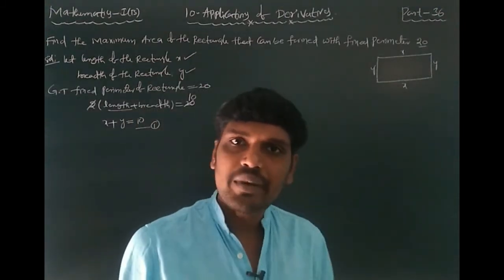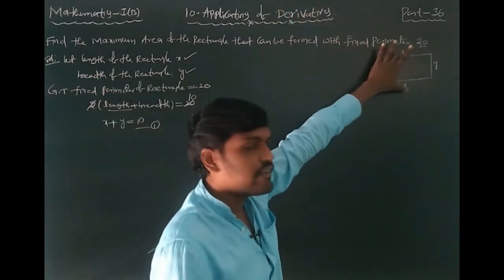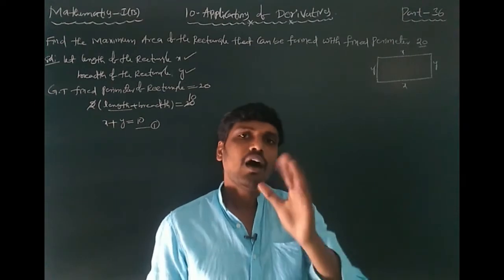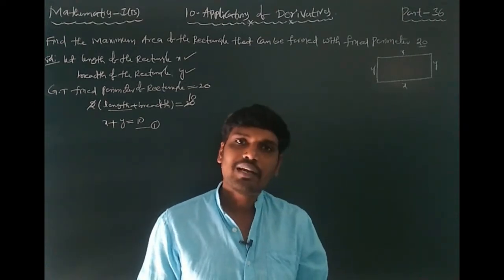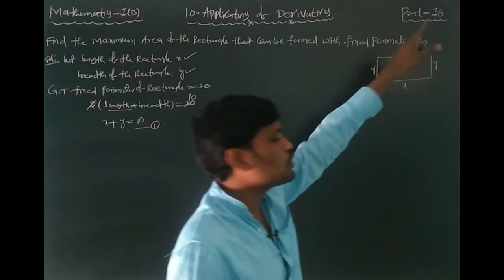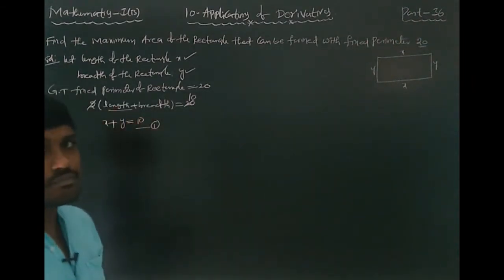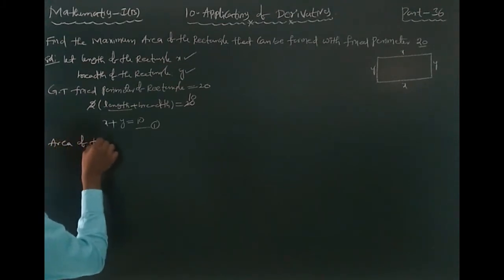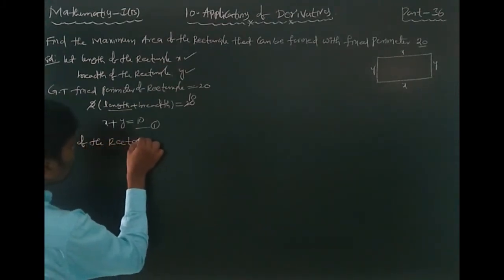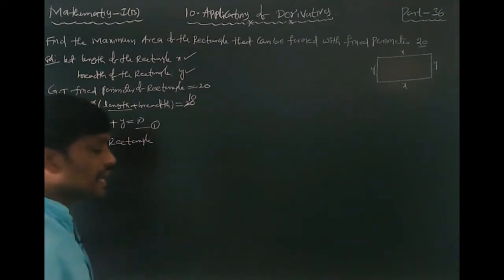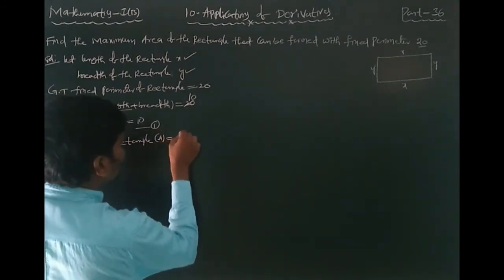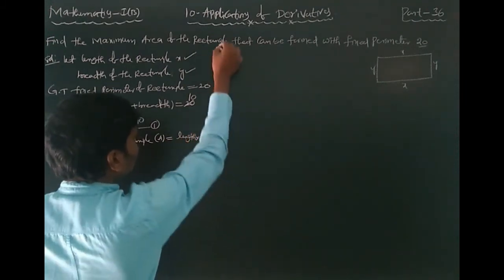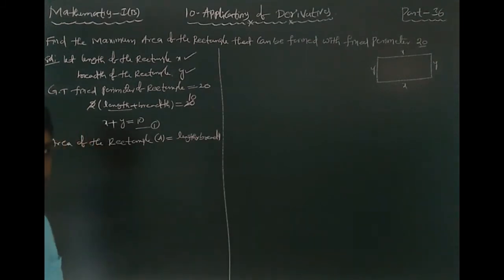First condition completed. Here you can use the rectangle figure. In this figure, you take some values for length and width. After that, we write the perimeter of the rectangle formula and equate it to 20. You get one condition. After that, area of the rectangle formula. What is the formula of area of the rectangle? Area of the rectangle is equal to length into breadth.